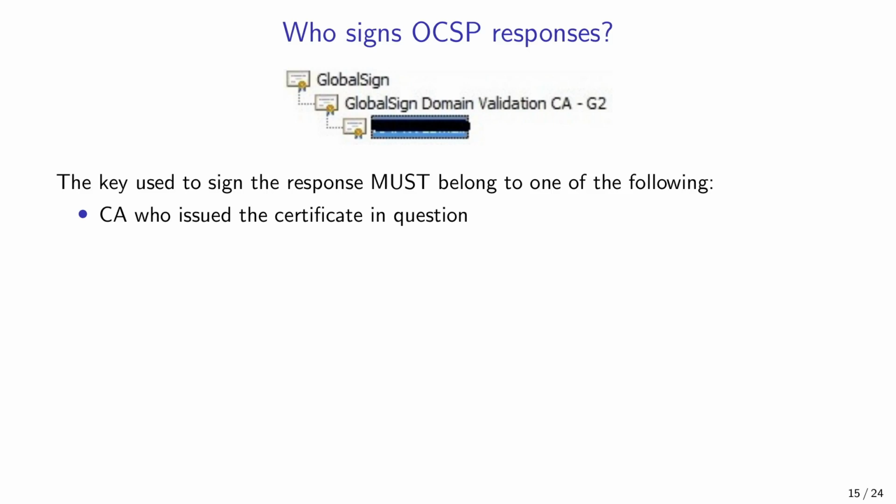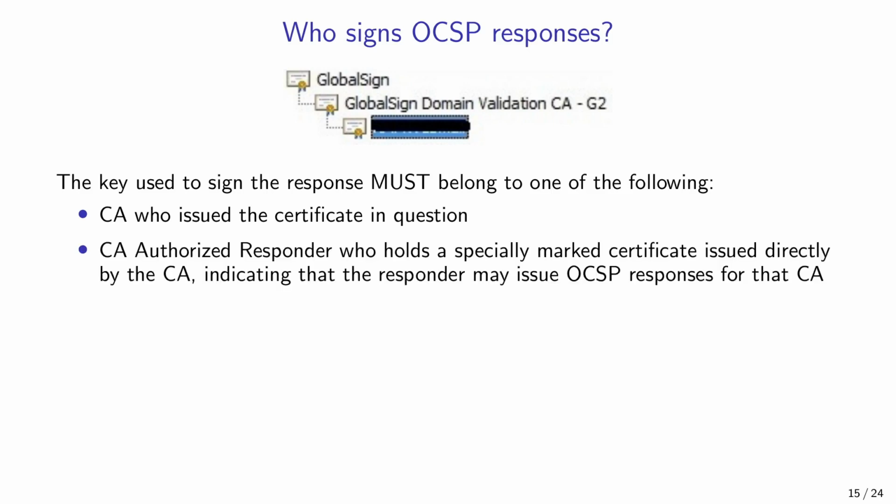You really don't want to connect a CA private key to an online service that has to parse untrusted data received over the internet. In such a case, if an attacker was able to compromise the OCSP service, the attacker would be able to forge signatures with the CA private key, for example, issue certificates, which is not good at all. Therefore, usually OCSP responses are signed by a CA authorized responder who holds a specifically marked certificate issued directly by the CA, indicating that the responder may issue OCSP responses for that CA. This way, the CA can delegate OCSP signing to another party.